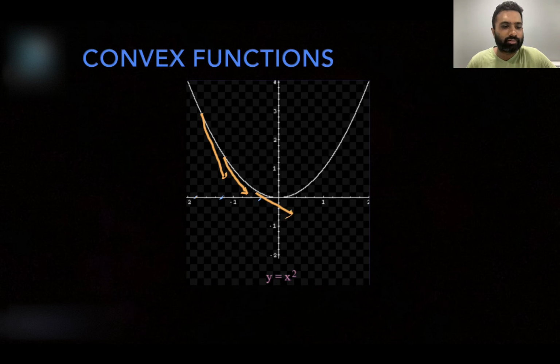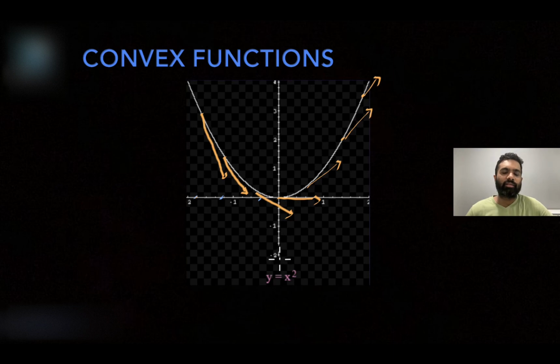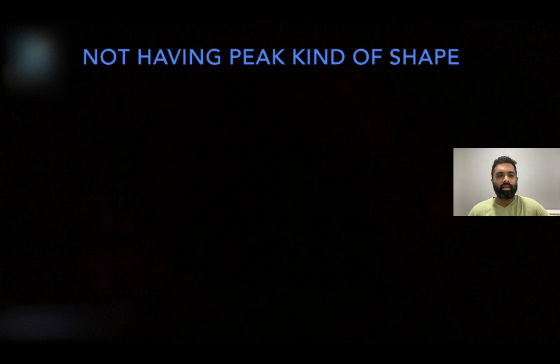As I increase x, it will be increasing. At a certain point it will become 0. So at x equal to 0, it is exactly 0. When x is greater than 0, it will again be increasing. So all these three properties are very much interrelated, and you can think of it by interpreting it like this: a convex function will not have any kind of peak shape.